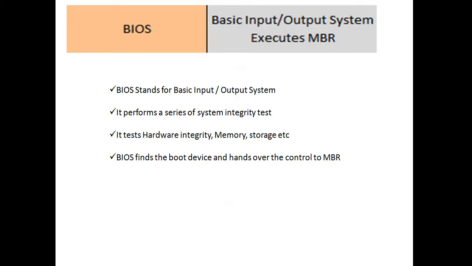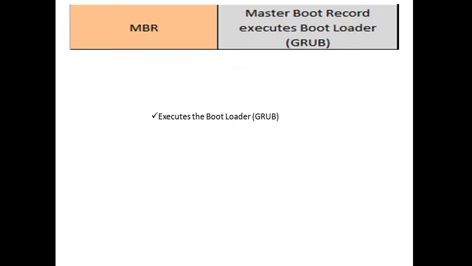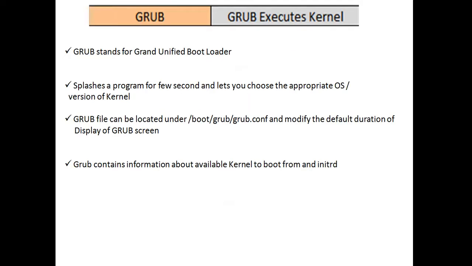Overall, this process is called power on self test, also called as POST. Upon successful completion of the power on self test, BIOS finds and locates the master boot record in a boot device. MBR stands for master boot record. It is a very small program. The job of the master boot record is to load the bootloader, or GRUB in Linux.